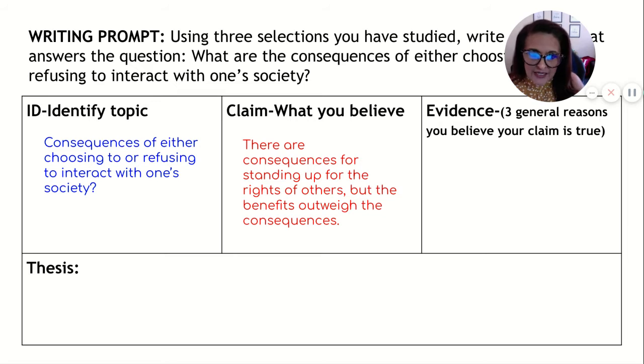To make my case, I need to make sure I have at least 3 sources of evidence, and these are going to come from whatever literature selections you choose to include. But they do need to be literature selections because that is what's stated in our prompt, using 3 selections. So make sure you use 3 stories, novels, poems, whatever you might need to include, but you must have 3. Each one of those is going to become a body paragraph.